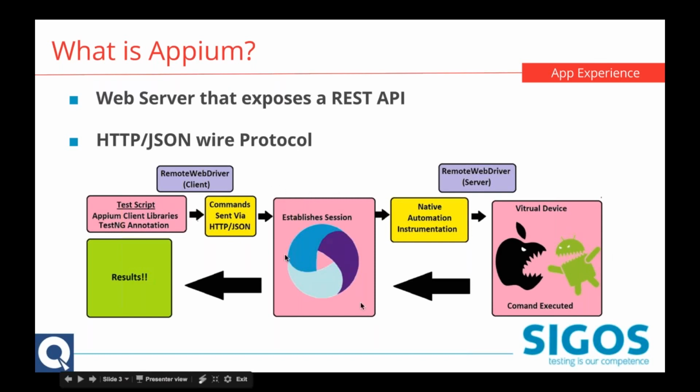Because the native automation instrumentation is all going on under the hood. And again, this whole 2/3 of this diagram is on App Experience. App Experience is responsible for starting the iOS session or the Appium session that reaches out and uses the underlying framework, UI automation, to manipulate the device that again is on their side, on their cloud.